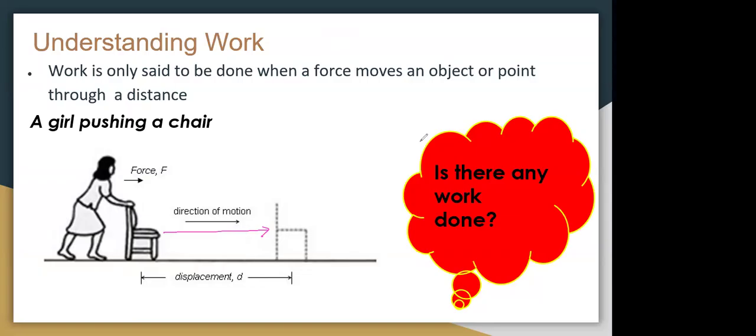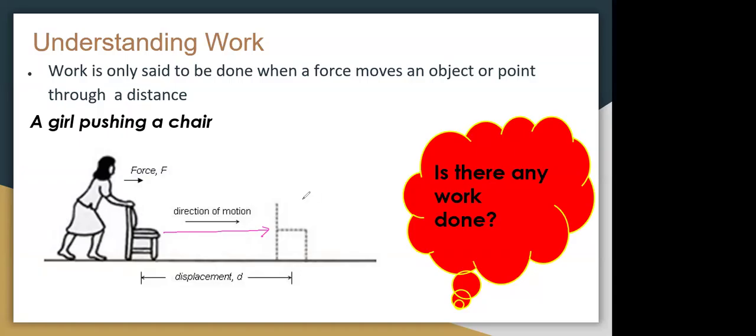Yes, Ethan. Yes, there is work being done because the lady is taking the chair from its original position and putting it in another position using force. Good. Kwaga, do you have anything you want to add on, or John? Yes, the lady is pushing the chair, applying force to it, and the motion of the chair is in the direction of the force. Hence, it's considered to be work. Very good. That is very perfect.